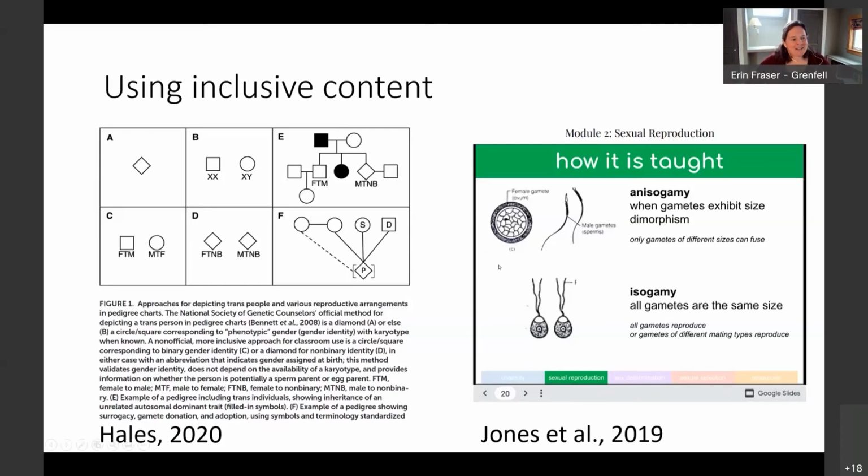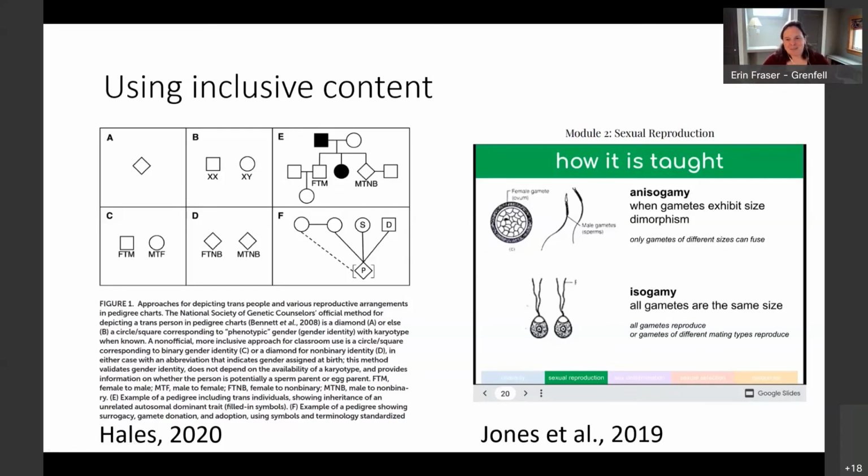Organisms that have vastly different sized gametes are referred to as anisogamous. But there are many organisms in the world that are isogamous, which means that they have gametes that are similarly sized, and there can just be different reproductive types that are able to engage in sexual reproduction. And there can be not just two types, there can be many types.